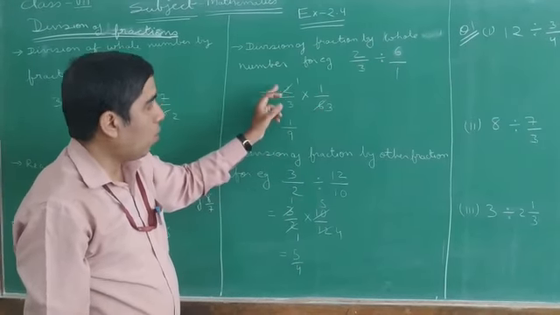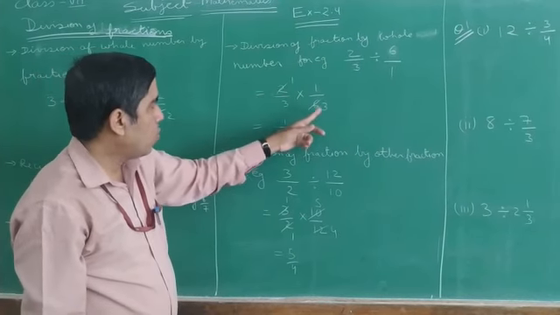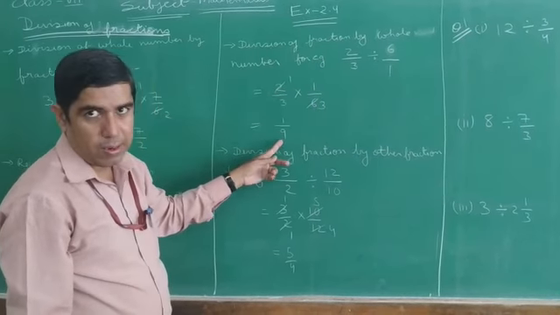You can see the cancellation always happens up and down. So 2 ones are 2, 2 threes are 6. Now 3 threes are 9. So 1 by 9 is the answer.